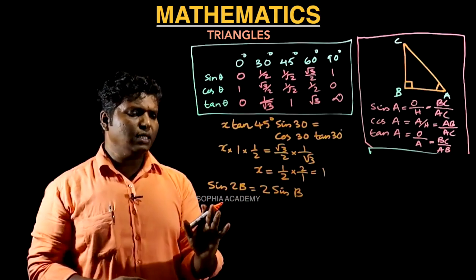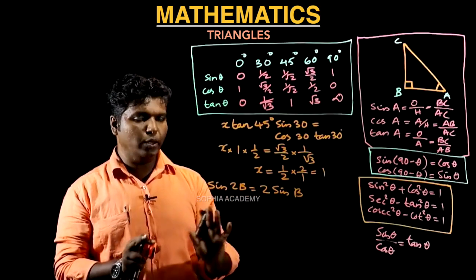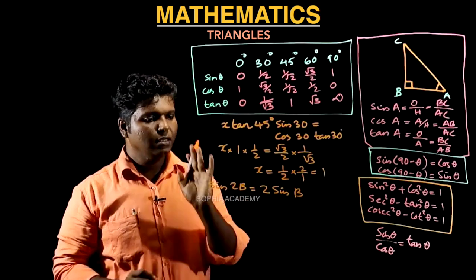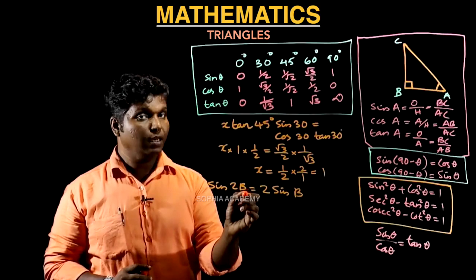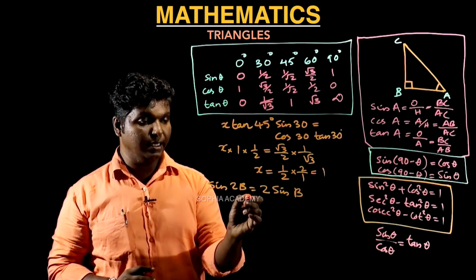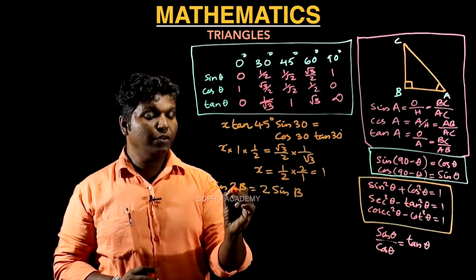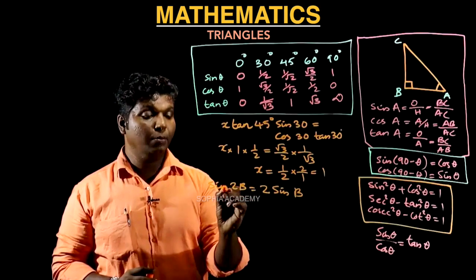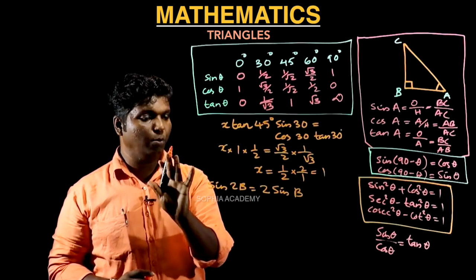See here, just imagine like this. If you are giving 30 degree here, without solving fully we can find the answer. If you are giving 30 degree, 2 into 30 will become 60 degree, right? So if you are giving 2 into 30, it will become sine 60 degree. What is sine 60? It is root 3 by 2. Keep that in your mind.